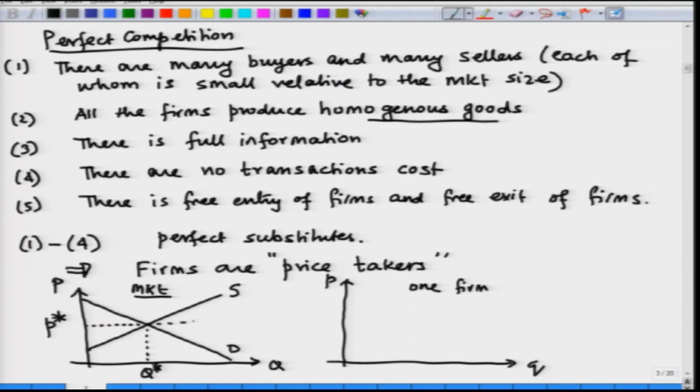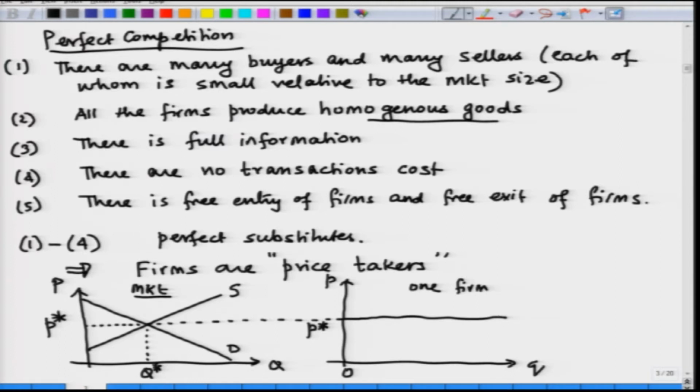So, the price P star is taken as given. If I charge a price larger than P star, nobody is going to come to me, right. So, I am not going to see any consumer coming to my firm. There is no incentive for me to charge a price lower than P star, because I can sell whatever units I want to sell at the price P star. So, essentially this firm sees a demand curve which is perfectly elastic, which is perfectly flat.